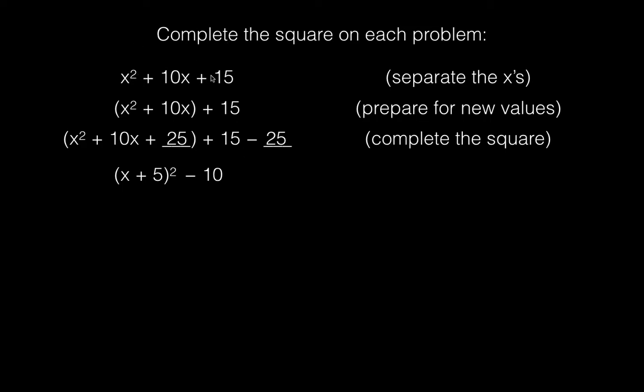So again, taking this part, separate your x's, prepare for some blanks, so add a blank and then subtract a blank, cut this number in half with the sign, of course, square that number, put the other number over here, combine these two values, and that is it.